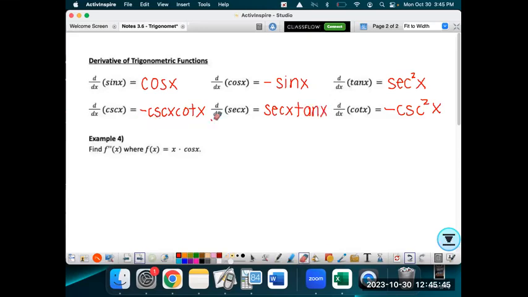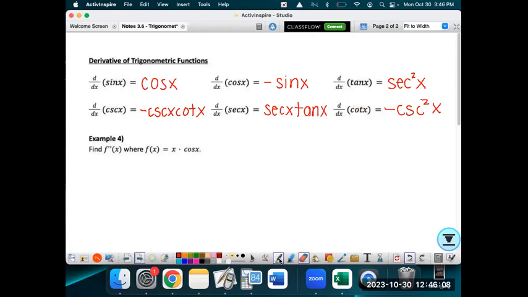Do you notice how all of the derivatives that start with derivative of cosecant, derivative of cosine, and derivative of cotangent all have negatives in them? All the ones that are not starting with a co are positive. So sine, secant, and tangent are all positives.